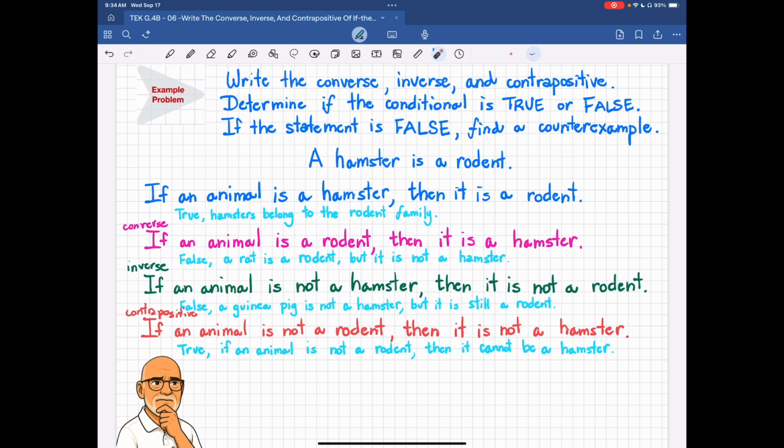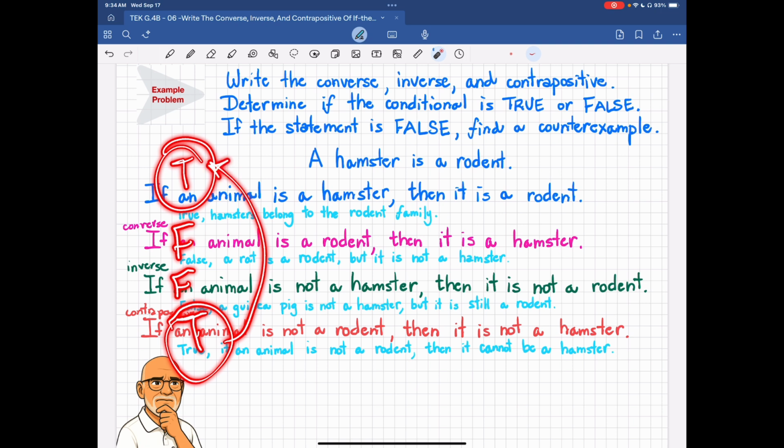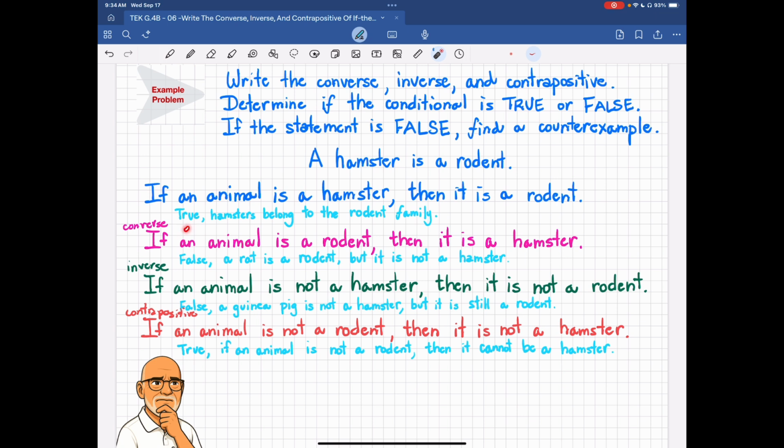Making the conditional statement true, converse is false, inverse is false, and contrapositive is true. Now notice the conditional and the contrapositive are equal to each other. They're both true. Notice the converse and the inverse are equal to each other and they are false.